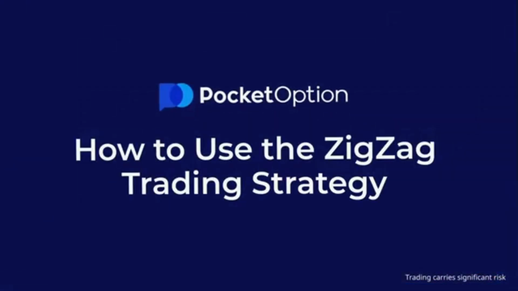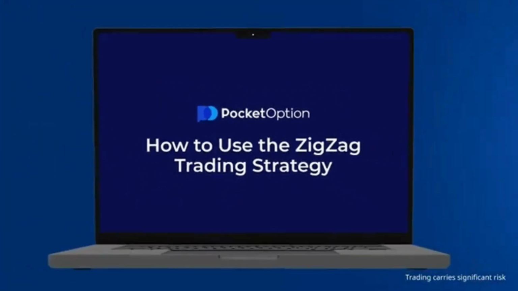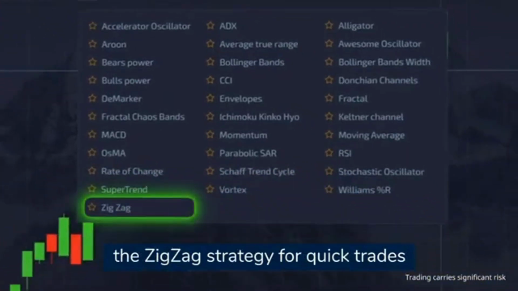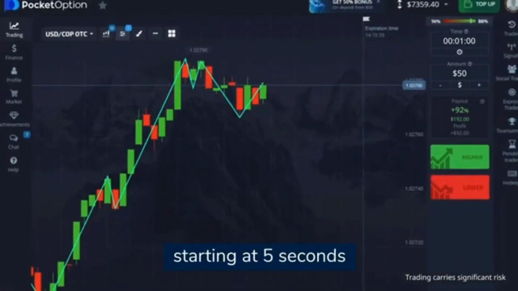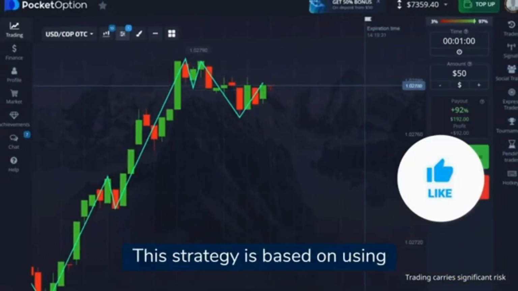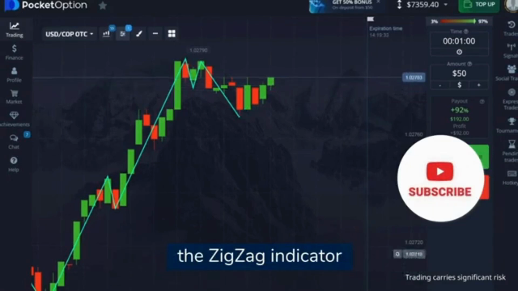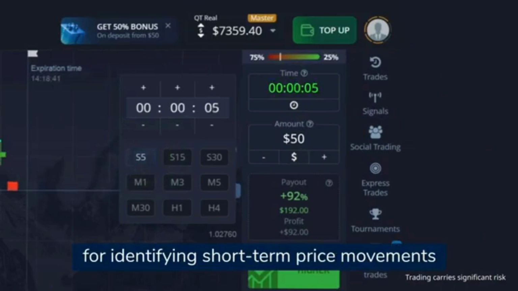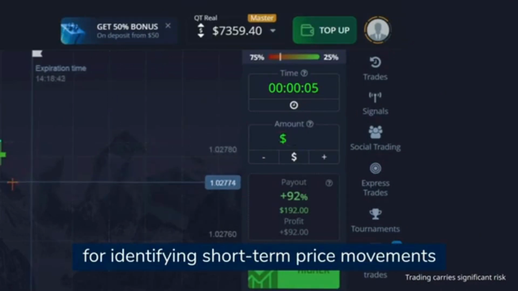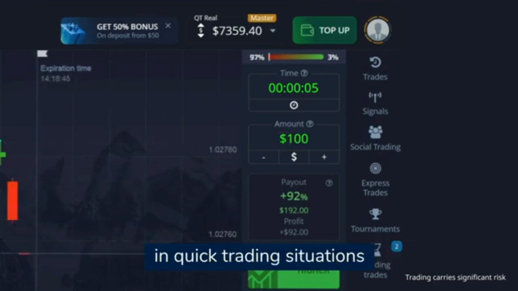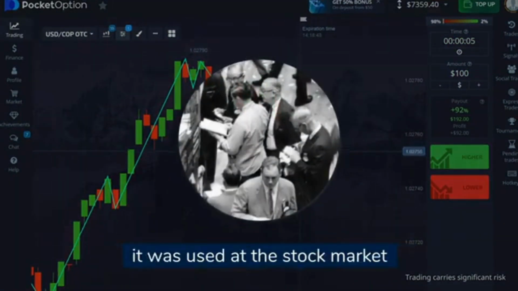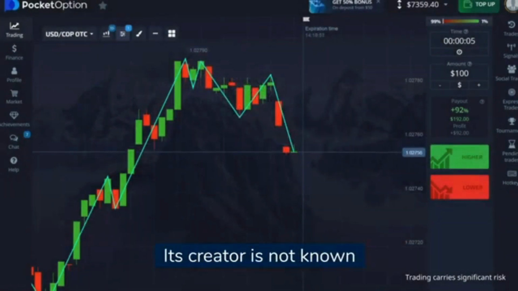How to use the Zigzag trading strategy. Today we'll show you how to use the Zigzag strategy for quick trades starting at 5 seconds. This strategy is based on using the Zigzag indicator. Zigzag is particularly useful for identifying short-term price movements in quick trading situations. This is one of the earliest indicators. It was used at the stock market. Its creator is not known.